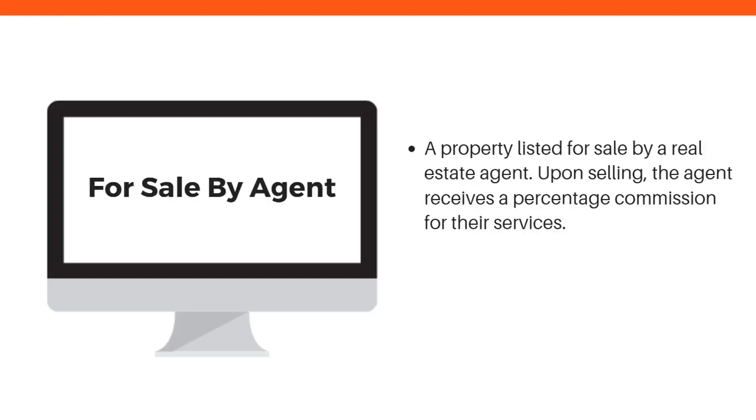For sale by agent, this is a property listed for sale by a real estate agent. So upon selling, the agent receives a percentage commission for their services. So if you see for sale by agent on different websites, that just means the property is currently for sale and it's listed with a real estate agent. So there is a commission tied to that listing.